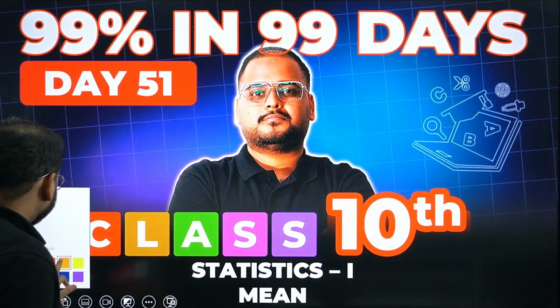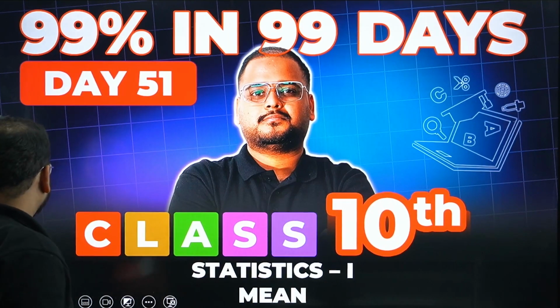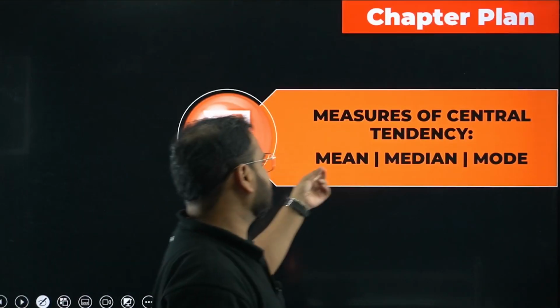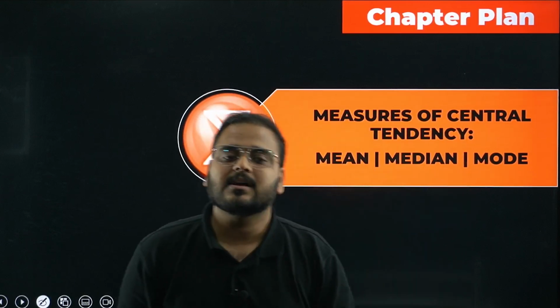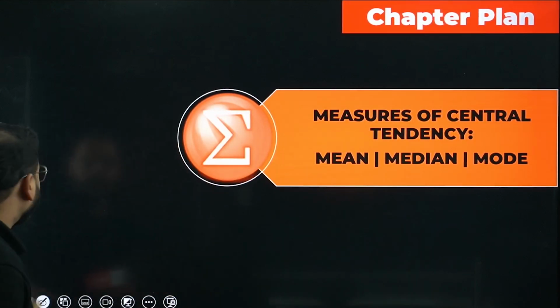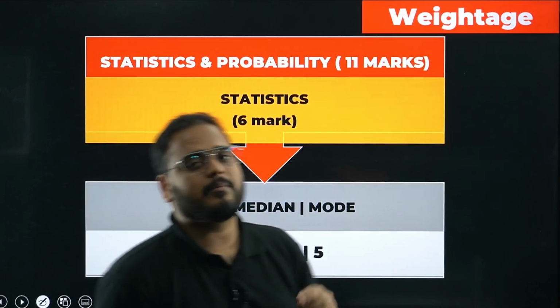Moving on. If you check out the chapter plan, what is there? In this chapter you have only mean, median and mode, which are also called the measures of central tendency. So today we'll be only talking about the mean.